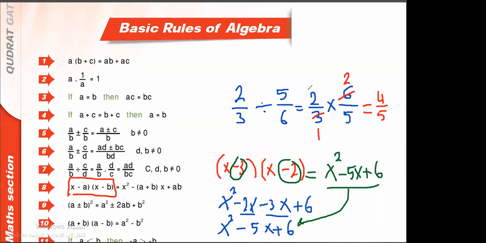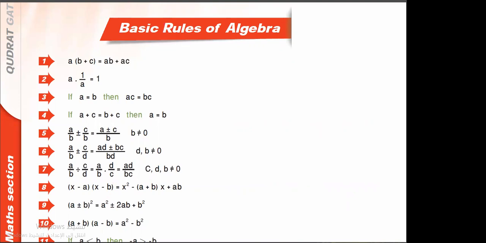Okay, now I give you another example in division. If I have this problem, 2 over 3 divided by 5 over 4, what will I do here? I change this division to multiplication, right?